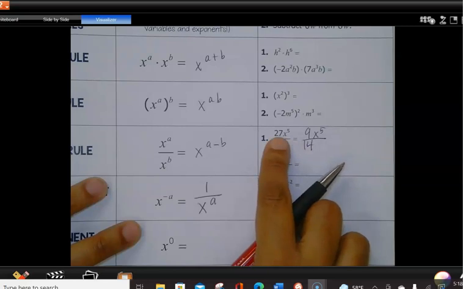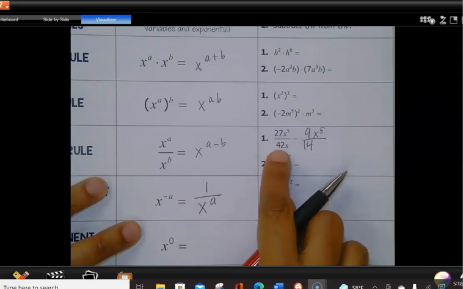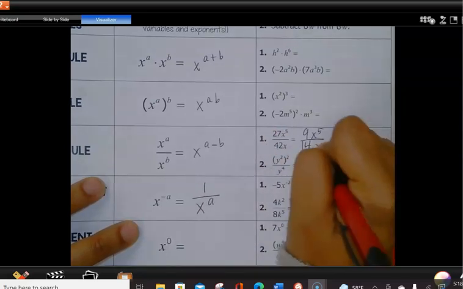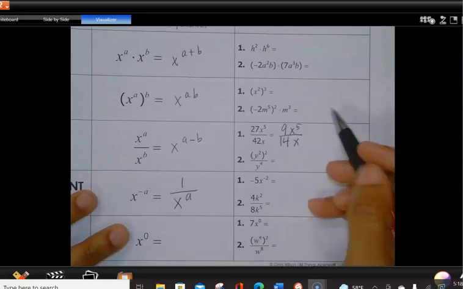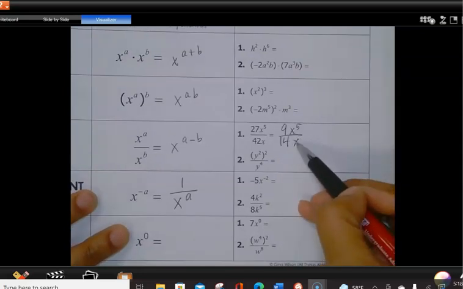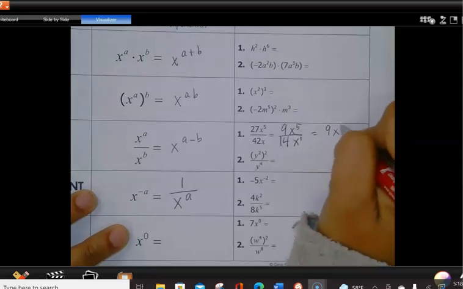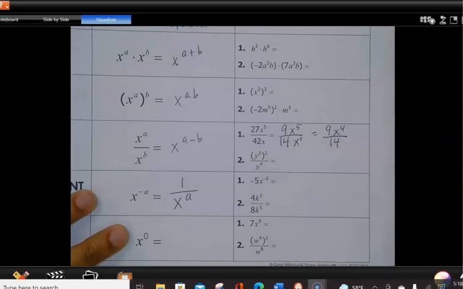Again, 3 went in there 9 times, and 3 went into 42 fourteen times, just doing it in my brain. And then I still have that x to the 1. When I group these two together I have to subtract. There's a 1 here, so 5 minus 1 is 4. So the final answer is 9x to the 4th over 14.